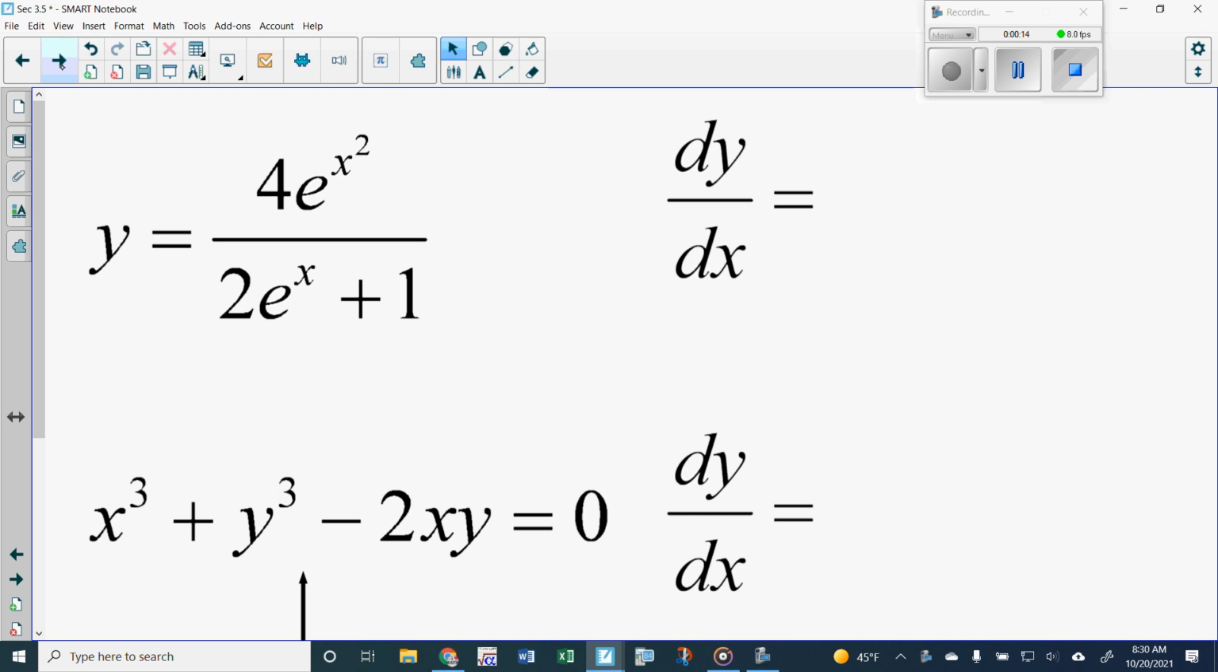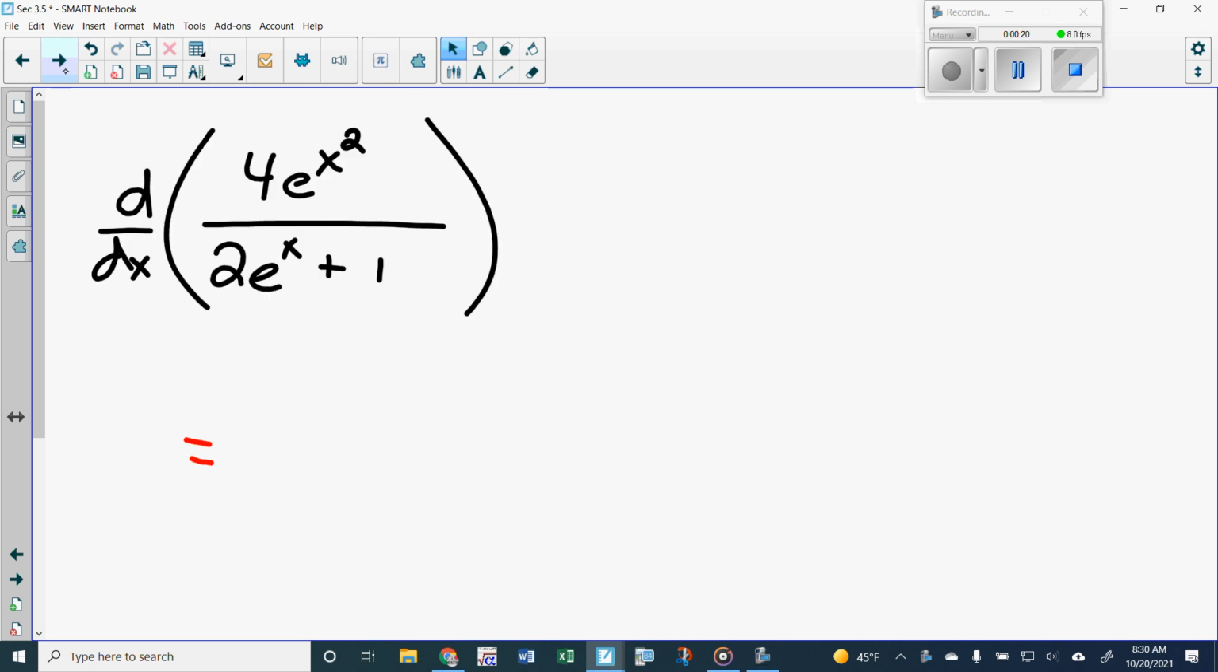Do we have an answer for the derivative? No. Still working, or just not quite sure? Not quite sure where to start. So where are you going to start? What would be your first thought? Quotient rule. So our quotient rule is down d up.